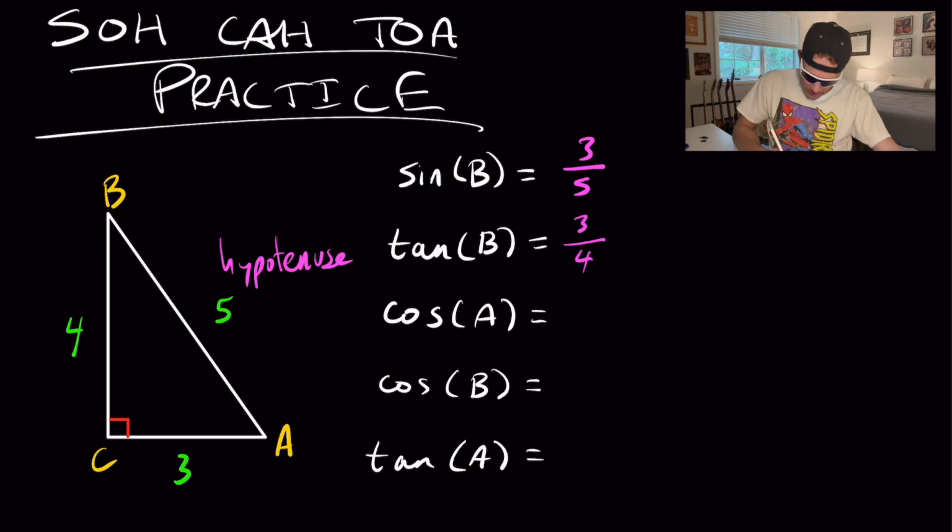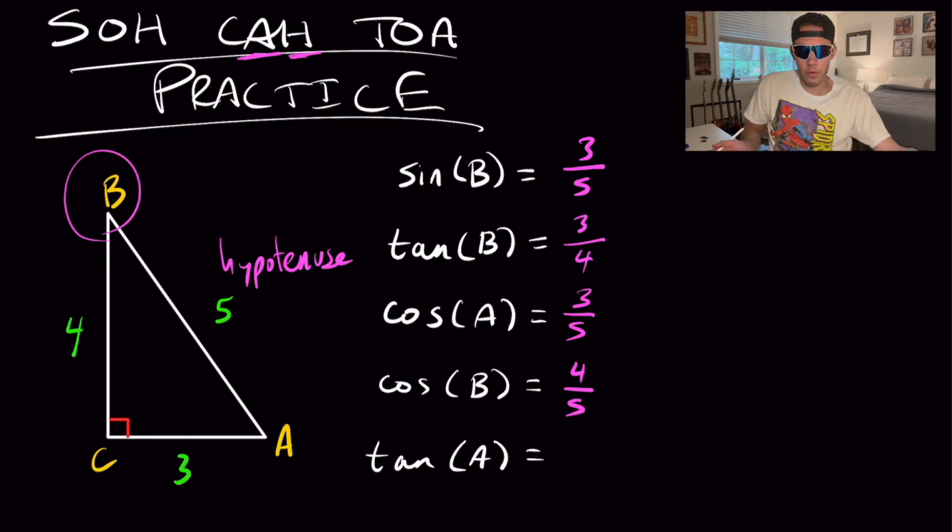Cosine of a, well, this time we're going to go to angle A, and then we're going to figure out what is adjacent to angle A, and then what's the hypotenuse. So adjacent to angle A is going to be 3, right? Because 5 is the hypotenuse, so we're going to have 3 divided by the hypotenuse, which is 5. So cosine of A is 3/5. Cosine of B, again, go to angle B, and then what is adjacent to B? Well, that's going to be 4, and then the hypotenuse is 5, so cosine of B is 4 over 5.